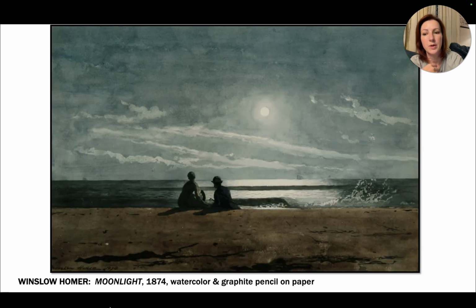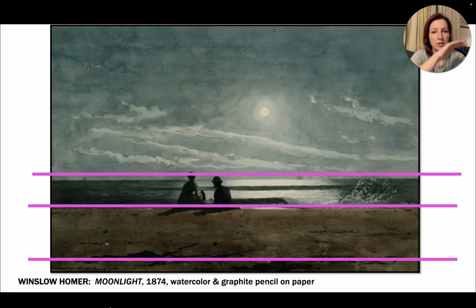Here's another example by Winslow Homer. The title is Moonlight. It's from 1874. Again, that very horizontal line of the horizon, the horizontal line from where the sand meets the ocean. And it's just very repeated. So moonlight, it's obviously a very quiet night. There's only two figures enjoying the view. So they're making these choices to reiterate the emotion they're trying to express.